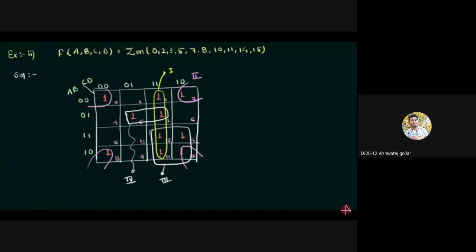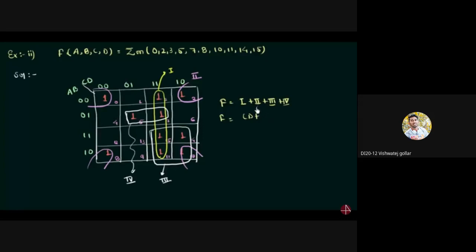Now we will write down the function f, which is equal to 1 or 2 or 3 or 4. Your 1 is CD, because CD is not changing and AB is changing. And you just combine the 4 ones, and by combining the 4 ones, 2 literals go off.